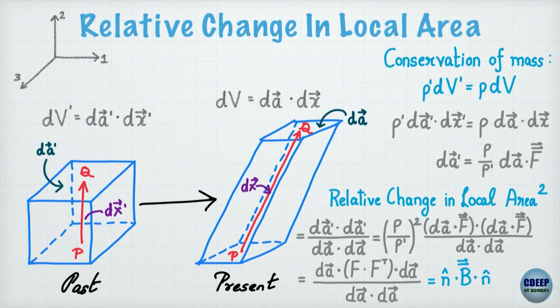Now, conservation of mass requires that rho dash dV dash should be equal to rho dV. And so, you can substitute for the volumes here: rho dash dA dash dot dx dash should be equal to rho dA dot dx, and rearrange it. You can get an expression for dA dash as rho by rho dash dA dot F, just a rearrangement of this equation. Right away you can say if density is constant you can start ignoring it. I have ignored it as a later step.